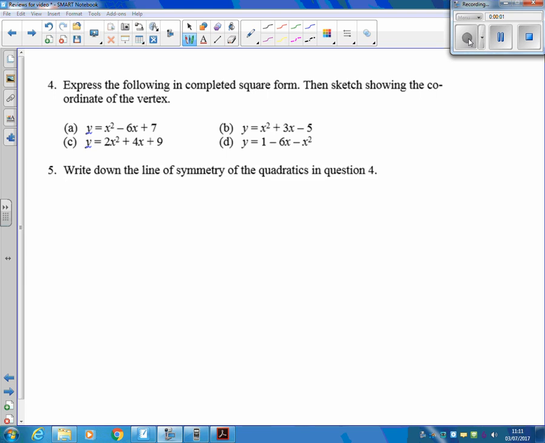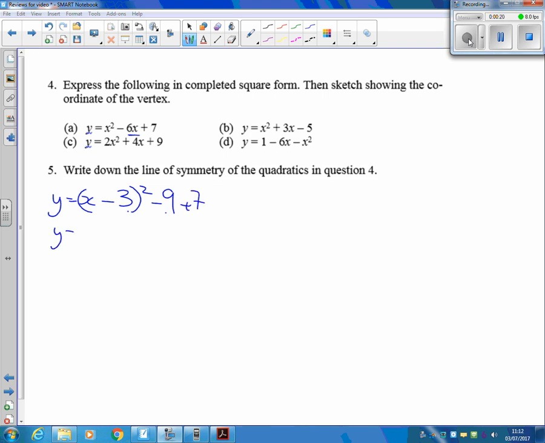Review sheet C question 4. We're now going to do some completing the square. Let's take that first one there. So I've got y equals (x minus 3) all squared. The 3 is because I've got half the 6. Minus 3 squared and add the 7.